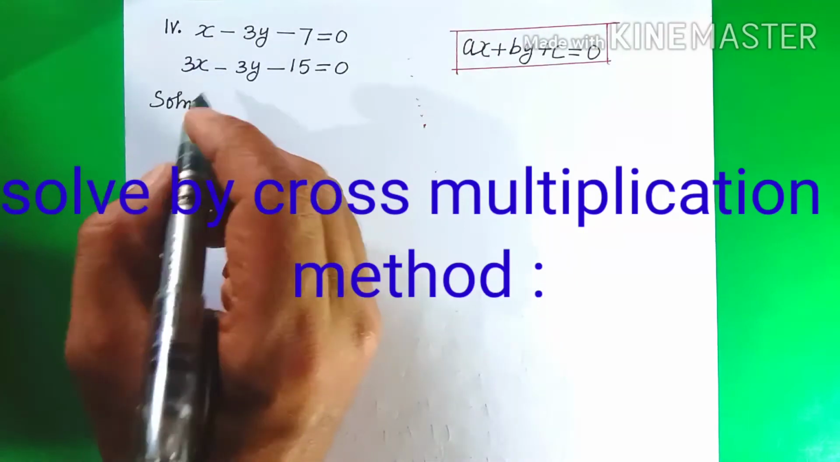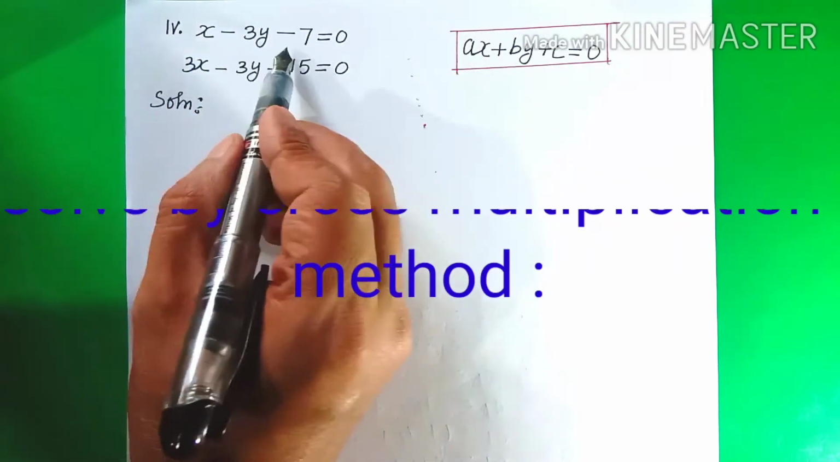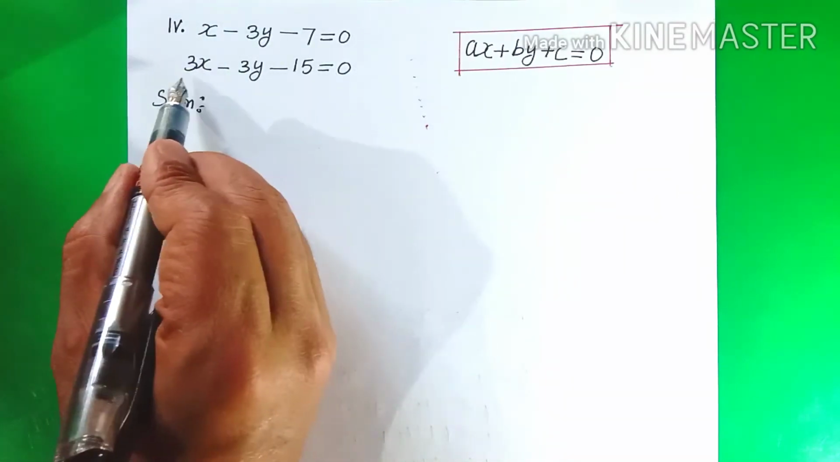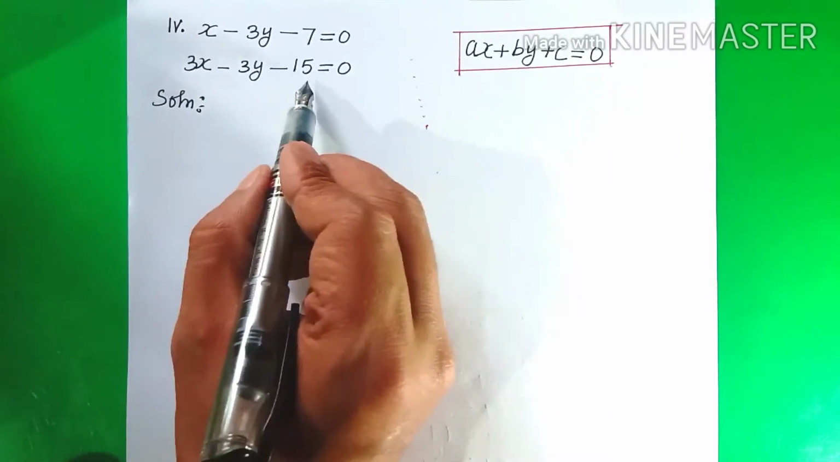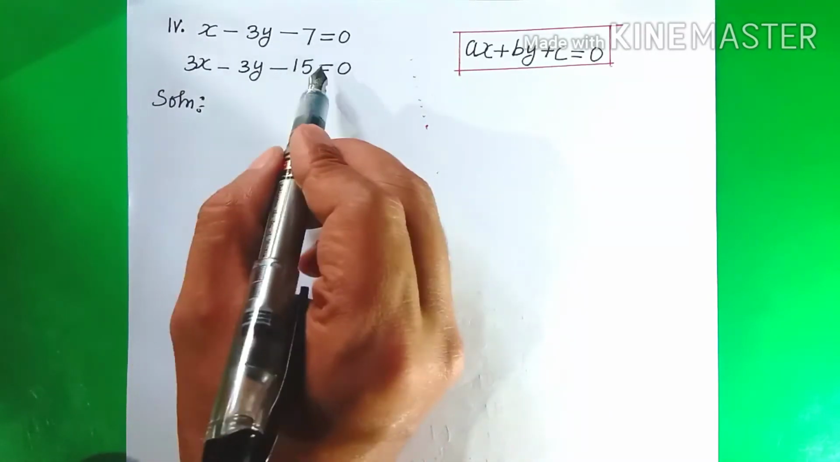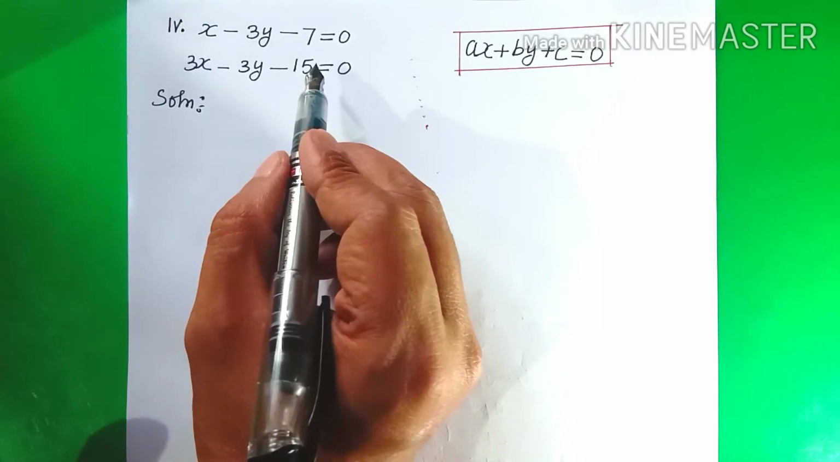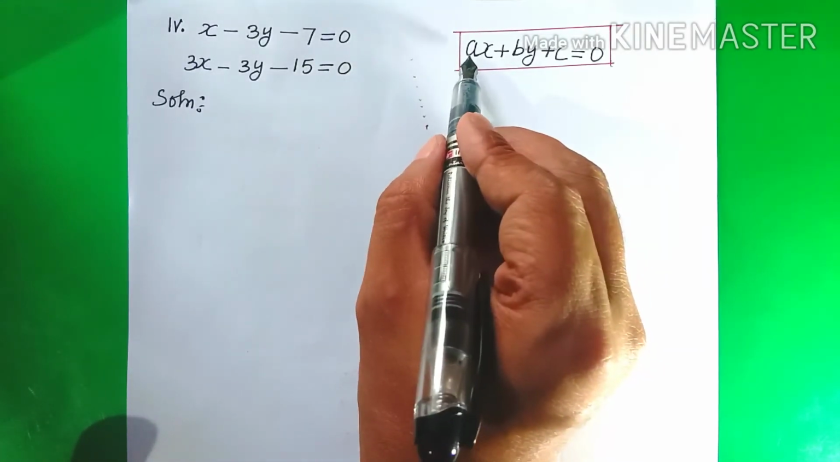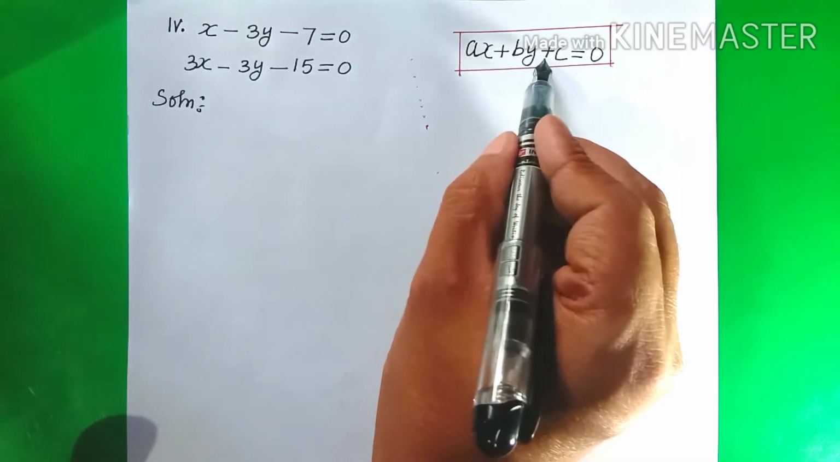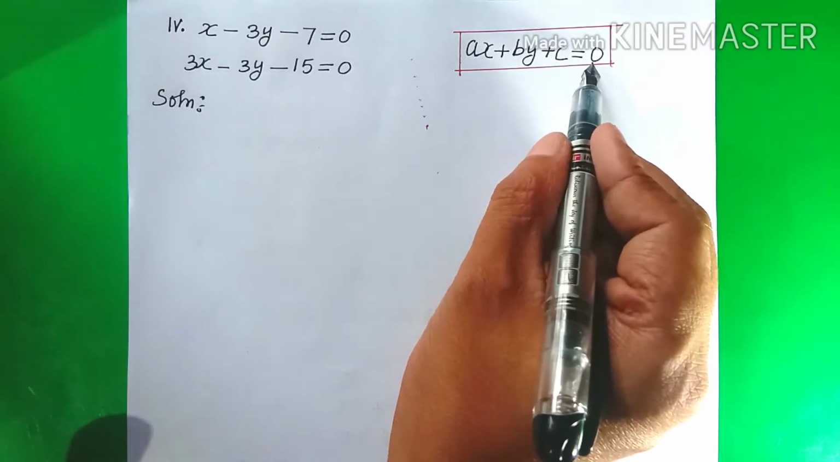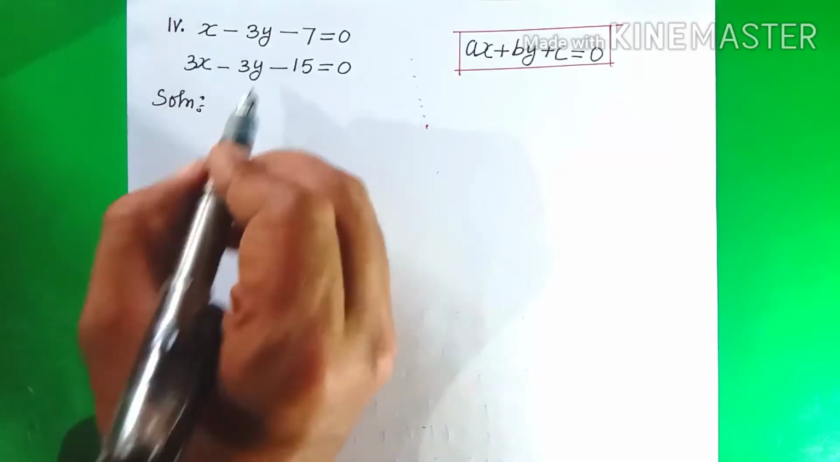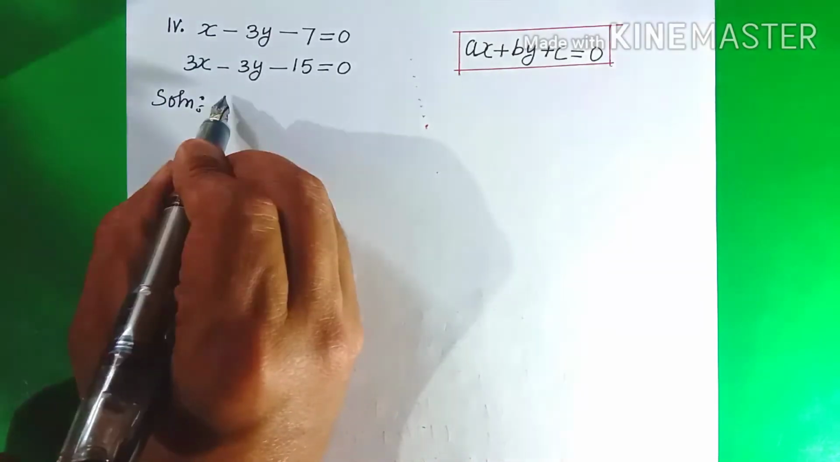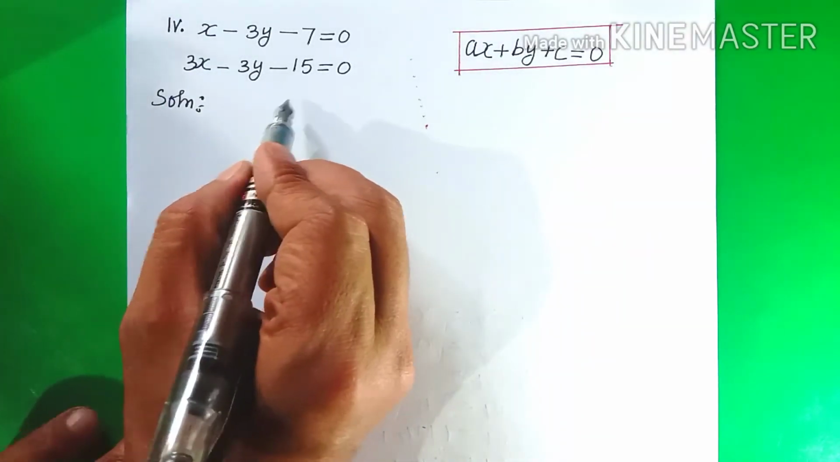Sub question number 4. x minus 3y minus 7 equals 0, and 3x minus 3y minus 15 equals 0. First see whether the given equations are in standard form or not. Yes, they are in standard form, already in the form ax plus by plus c equals 0. Then from these equations you will have to pick out the values of a, b and c.